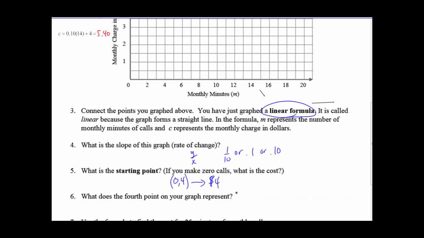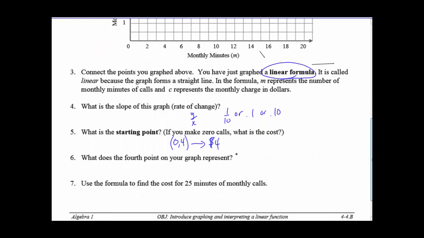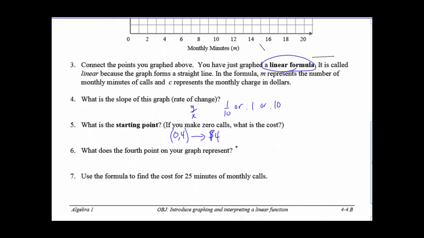What does the fourth point on the graph mean? Okay, the fourth point we got was (14, 5.40). What does that mean? That means we're making a 14-minute phone call. We were charged $5.40. So at 14 minutes, the cost will be $5.40.